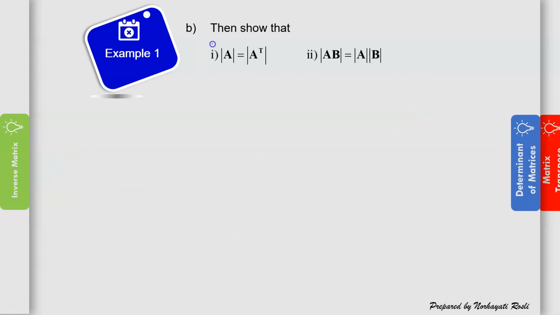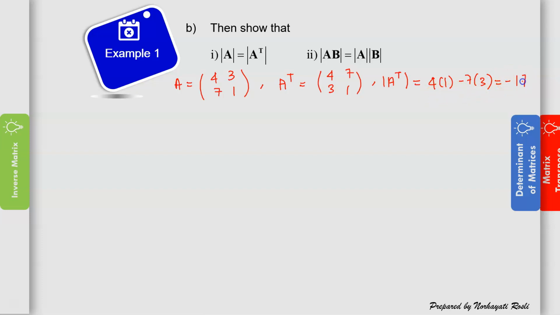Okay. For this one, we need to first take the transpose of matrix A. In this case, we know that our A matrix is given by 4, 3, 7, 1. So here the A transpose is equal to 4, 7, 3, 1. And when we take the determinant of this matrix, it is equal to 4 times 1 minus 7 times 3, which is 4 minus 21, equal to negative 17.